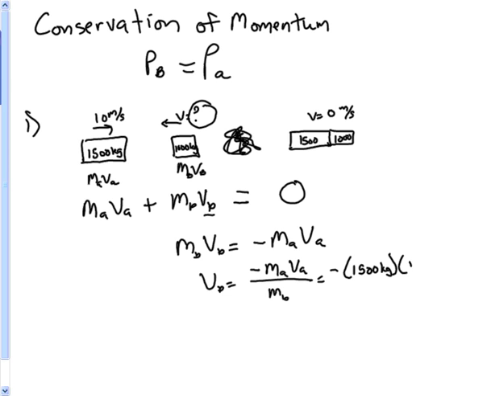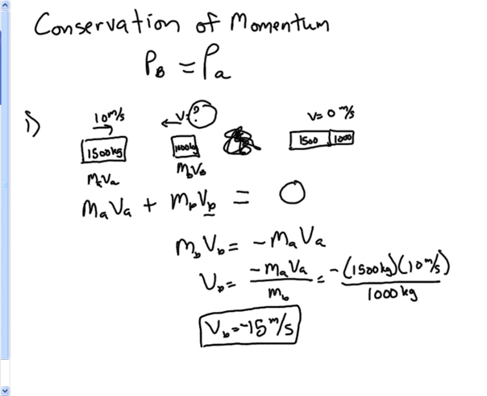All right, so plugging in numbers, mass of A is 1,500 kilograms. We know it's traveling at 10 meters per second, and we're dividing it by 1,000 kilograms. So VB, and you could probably do this in your head if you really want to, but I'm going to check myself with a calculator. 1,500 times 10 divided by 1,000. Yeah, that's what I suspected. There we go. And that is 15 meters per second. And it is negative 15 meters per second. So we know that it's going 15 meters per second in the opposite direction.